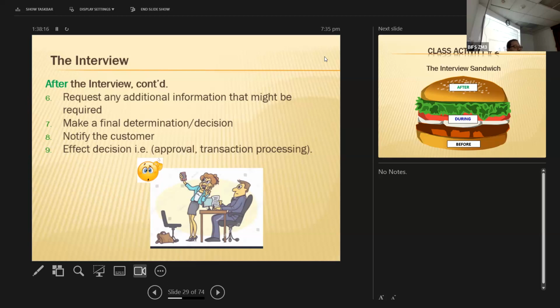Do not say head office or our credit underwriting team declined your loan. Okay, don't cast any blame. The bank made a decision. You are part of the bank.